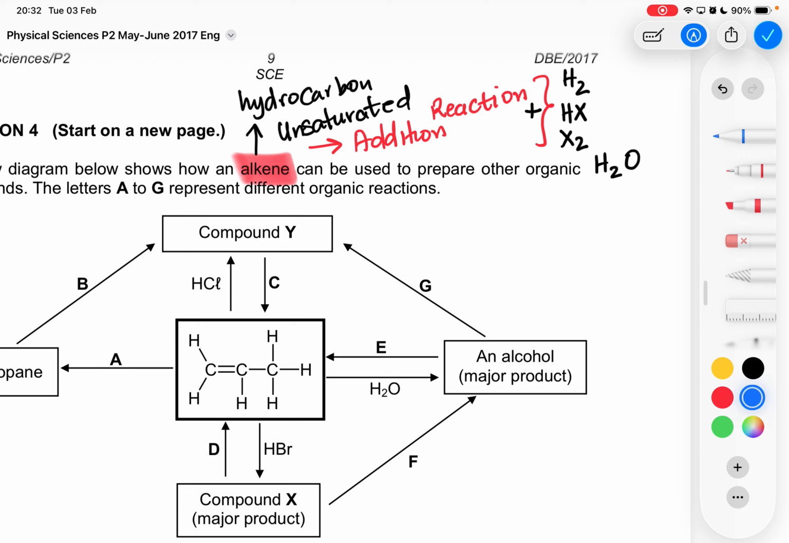And I can say here we expect a platinum catalyst. We expect a platinum catalyst there.